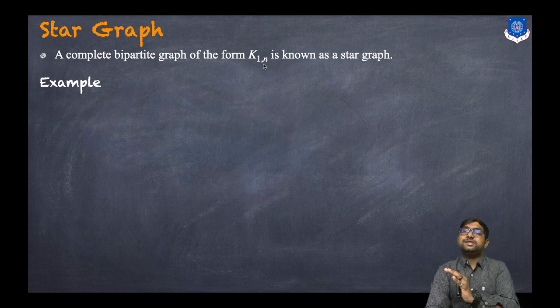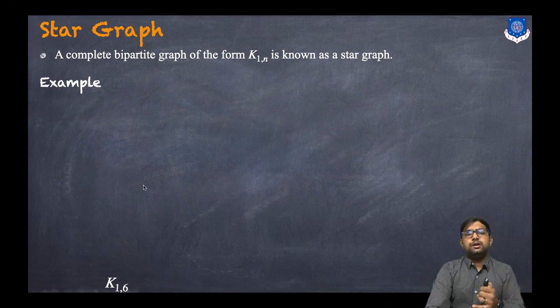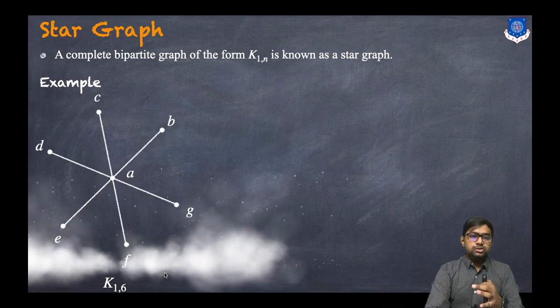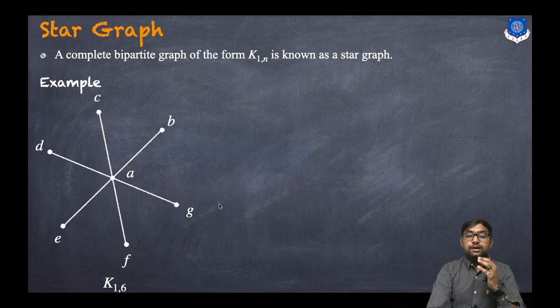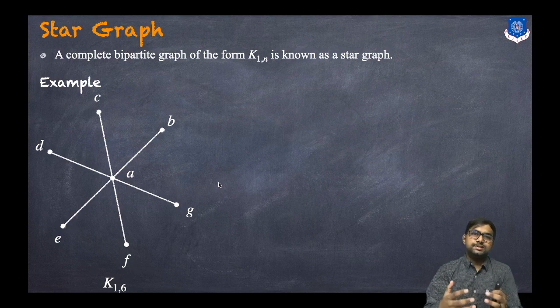And for the second partite set, it can be anything. So for example, this K16, what will be the graph of K16? It will be like this. As you can see, one partite set is this A, and the other partite set is this B, C, D, E, F, G. Just by looking at this, it is of the form star, so that is why it is known as a star graph. So this is a star graph.